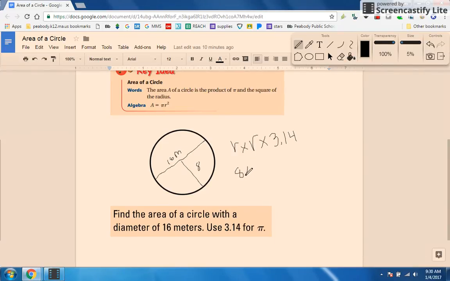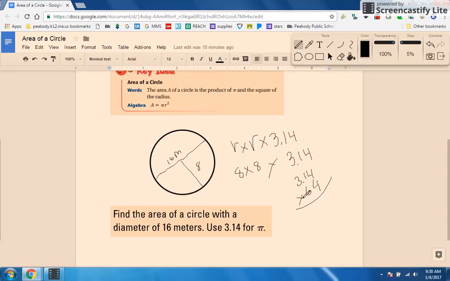So we're going to do radius, so 8 times 8 times 3.14. Luckily you can do some of this in your head. So 8 times 8 is 64. So I'm going to do 3.14 times 64. Okay, so I'll multiply this out.